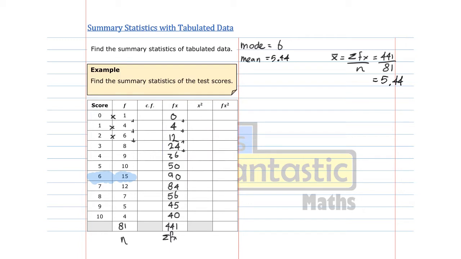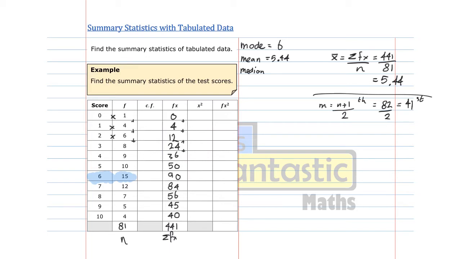Lastly, we want to find out what our median is. So for our median, we're first going to have to take a sidebar and figure out which number the median is. The median is the n plus 1 over 2th number. Now we know we have 81 numbers, so this is going to be 81 plus 1 is 82 divided by 2, which is 41. So we're looking for the 41st number.